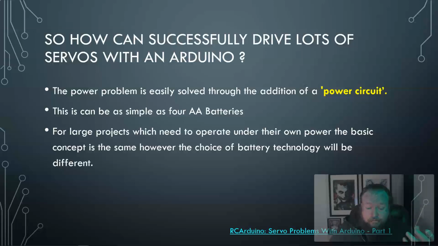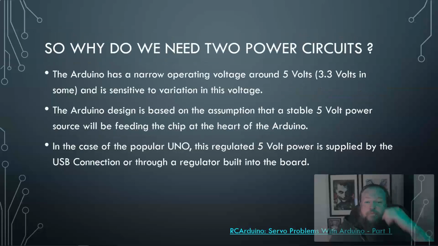And for larger projects, if you had more of them in here, you're going to have to worry about that and other problems that come up. Because the Arduino has a narrow operating voltage of 5 volts or 3.3 volts from right here, and it's sensitive to variations in that actual voltage itself. It was designed more on the assumption that it's stable under 5 volt sources that are feeding the chip, and maybe some basic other devices connected to it. But with the Uno, you can't expect it to handle larger draws.